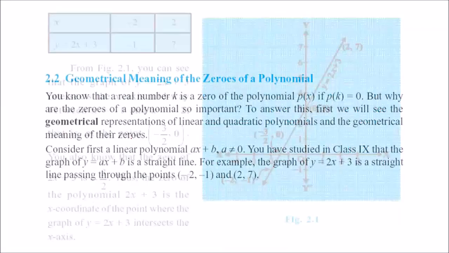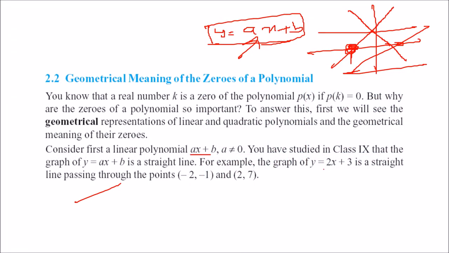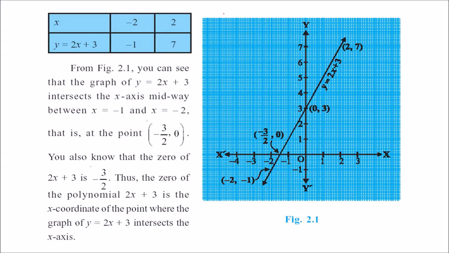For example, if we take y is equal to 2x plus 3, and we see that this line passes through these two points. We place x equal to minus 2 here, we get y equal to minus 1. We place 2 here, and we get y equal to 7. Let us make a line, because we have now got the 2 points.